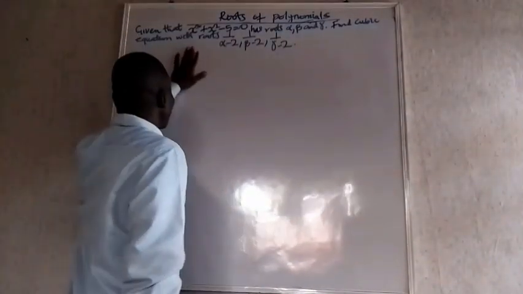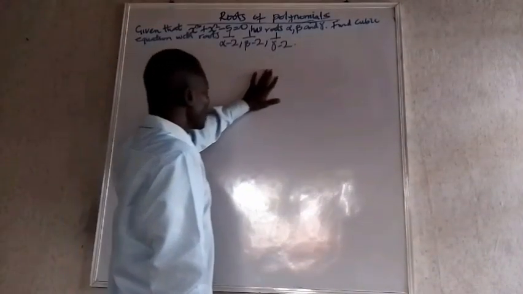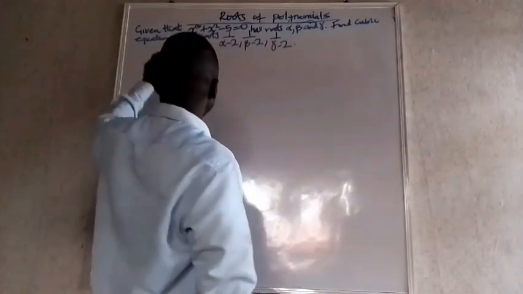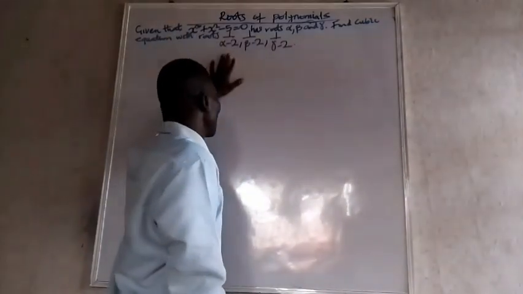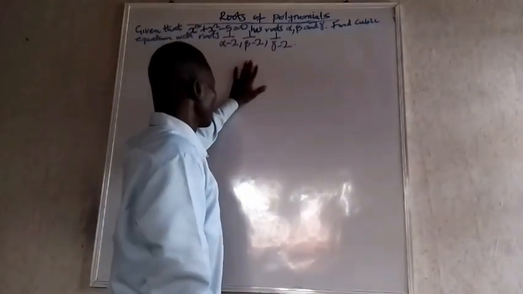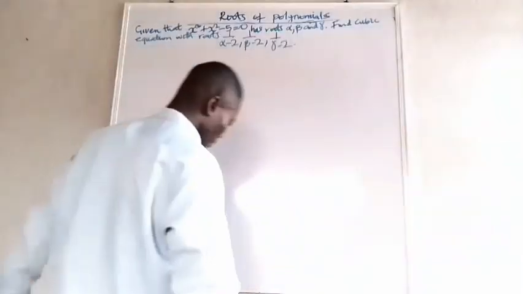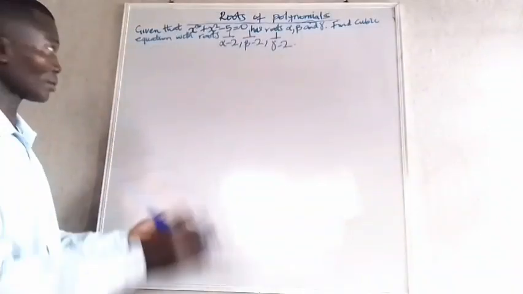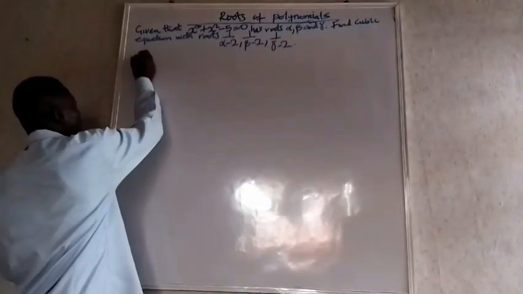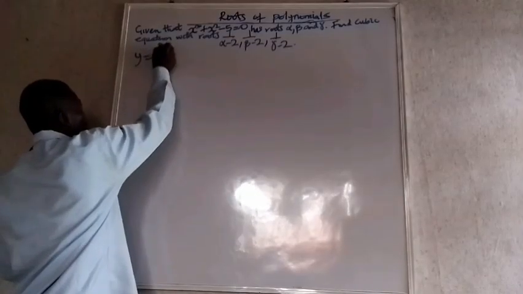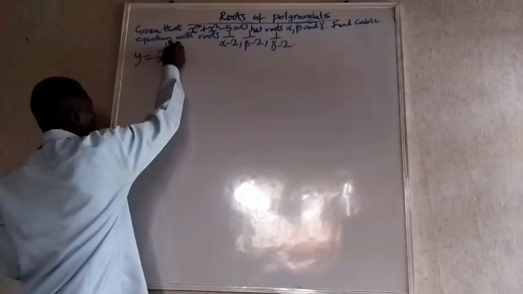Given that x cubed plus x squared minus 5 equals 0 has roots alpha, beta, gamma, find the cubic equation with roots 1 over alpha minus 2, 1 over beta minus 2, and 1 over gamma minus 2. The easiest way is to use the substitution method. So you can say y equals 1 over x minus 2.